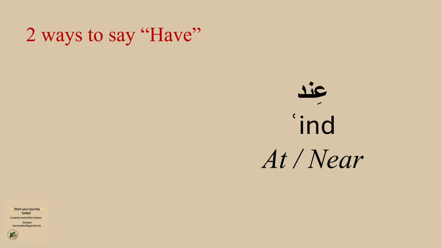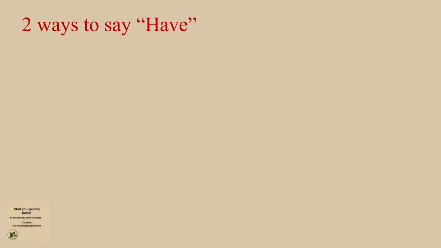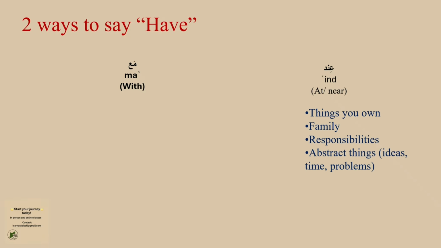One, using عند. عند literally means at or near. The second way is to use مع, which literally means with. In this video, we will focus on عند, but let's go briefly on the difference between عند and مع.